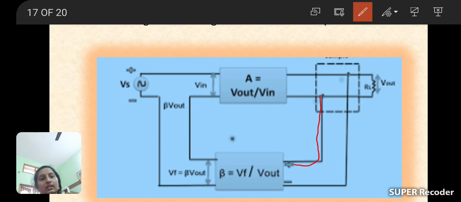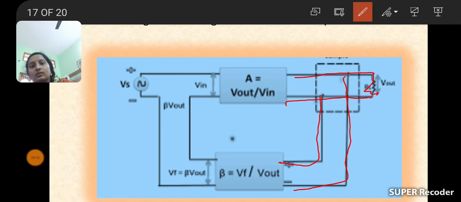See here, this is the diagram of voltage series. So here we are connecting a sample of voltage from the output. Okay, this is the feedback network we are getting here.